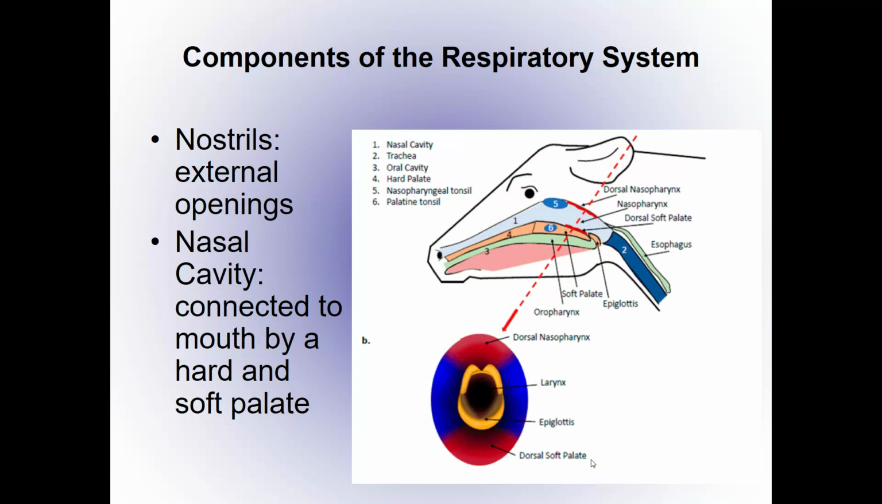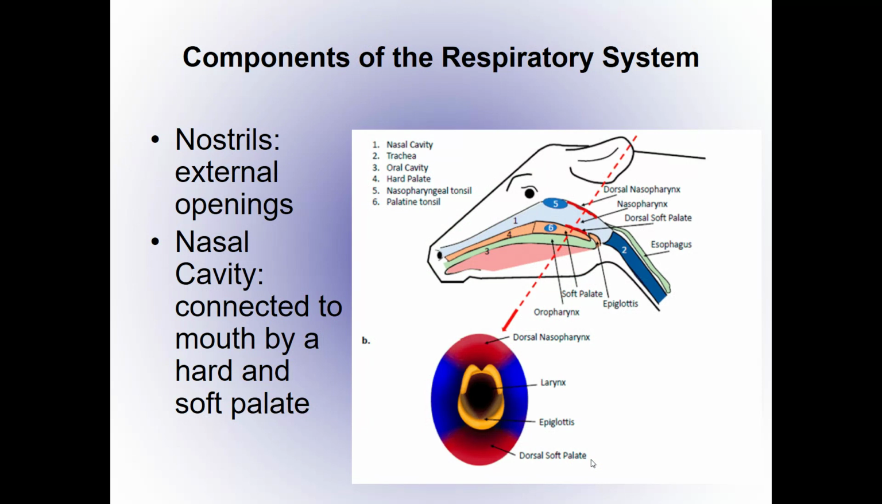Now let's take some notes on the components of the respiratory system and look at them one at a time. We'll kind of start from the outside and work in. Really, the respiratory system begins with the nostrils, those external openings where air is brought into the body. Those nostrils are connected to the nasal cavity. That nasal cavity connects to the mouth with both the hard and the soft palate.